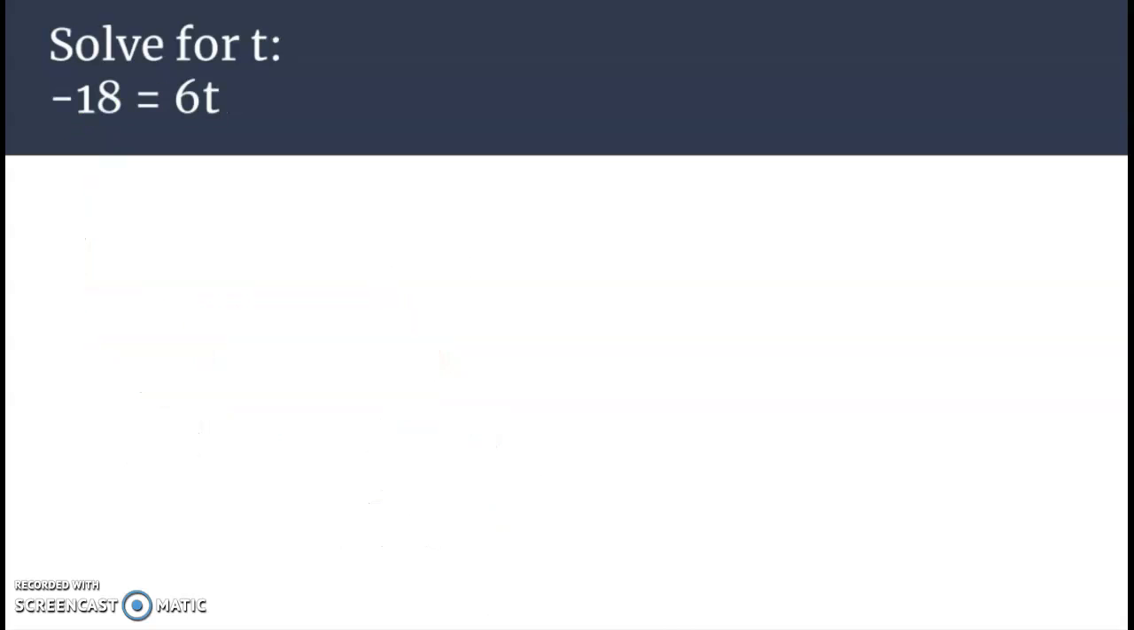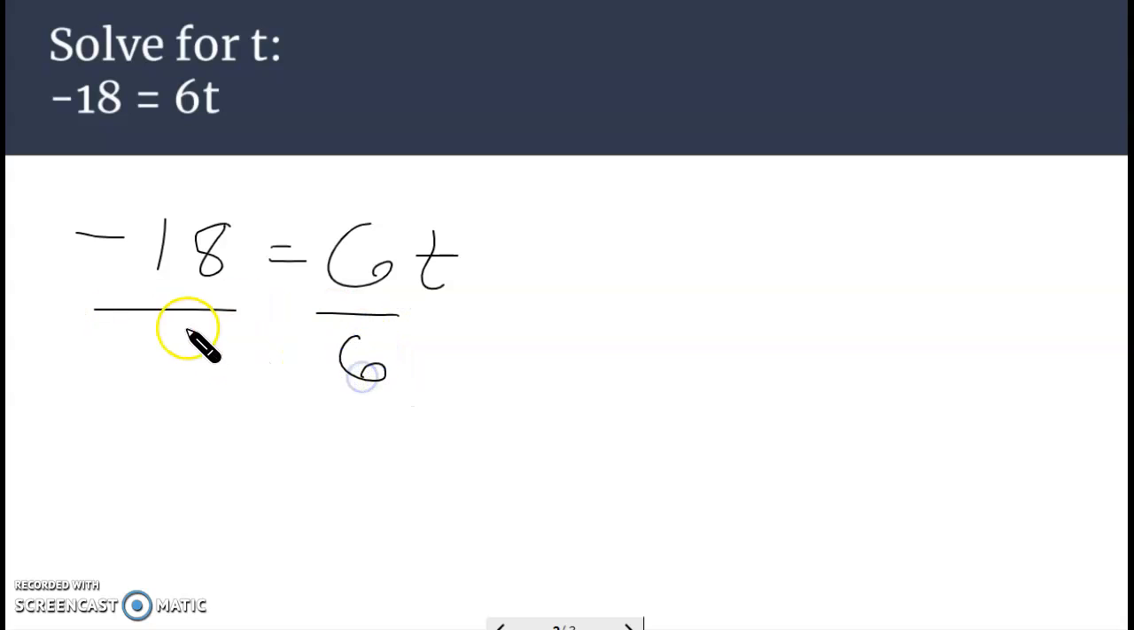Let's look at another example here. How about negative 18 equals 6t? Write that again here. T is our variable. T is being multiplied by 6, so we're going to do the opposite of multiply by 6. We're going to divide by 6.